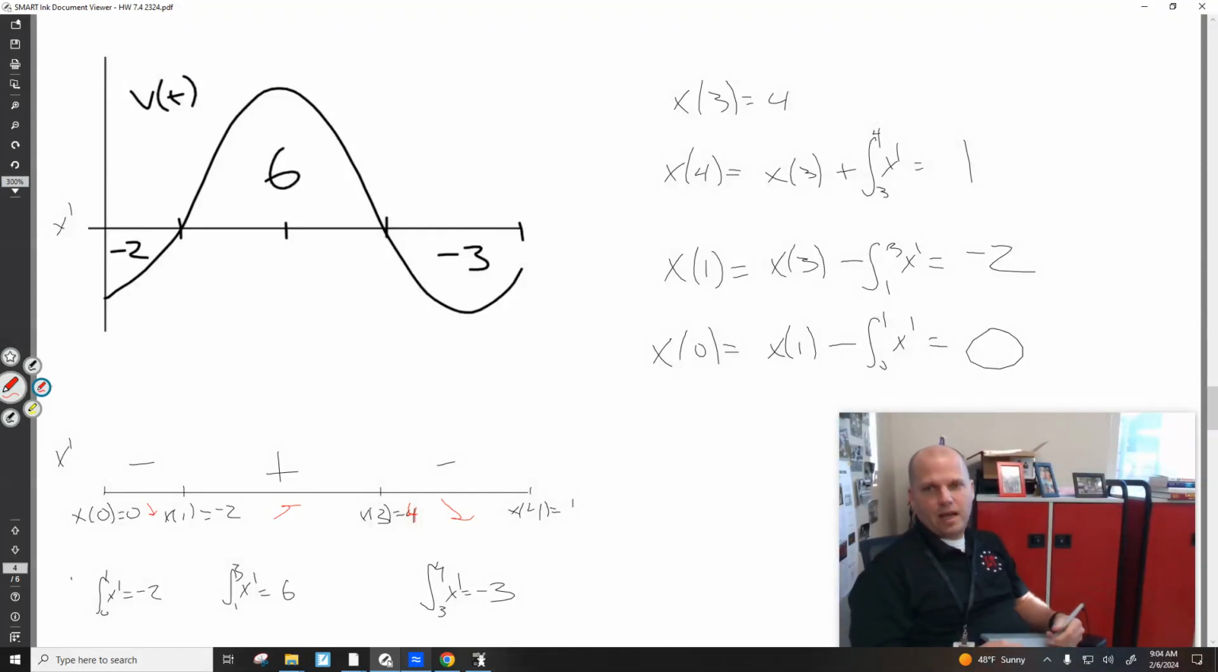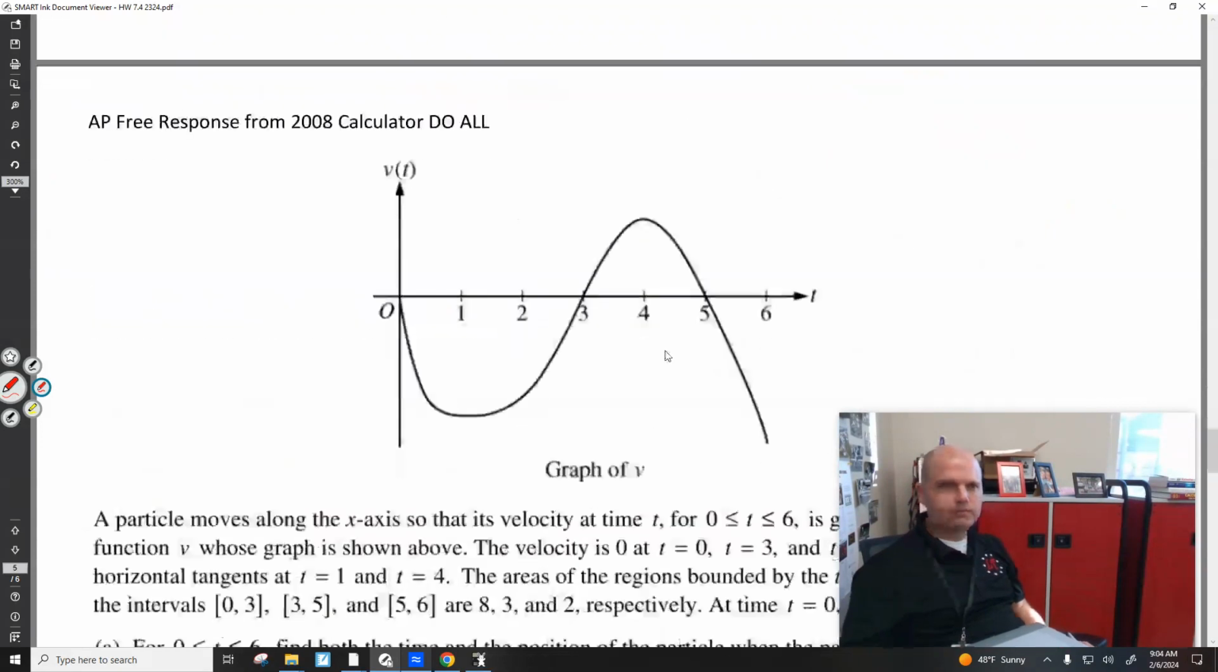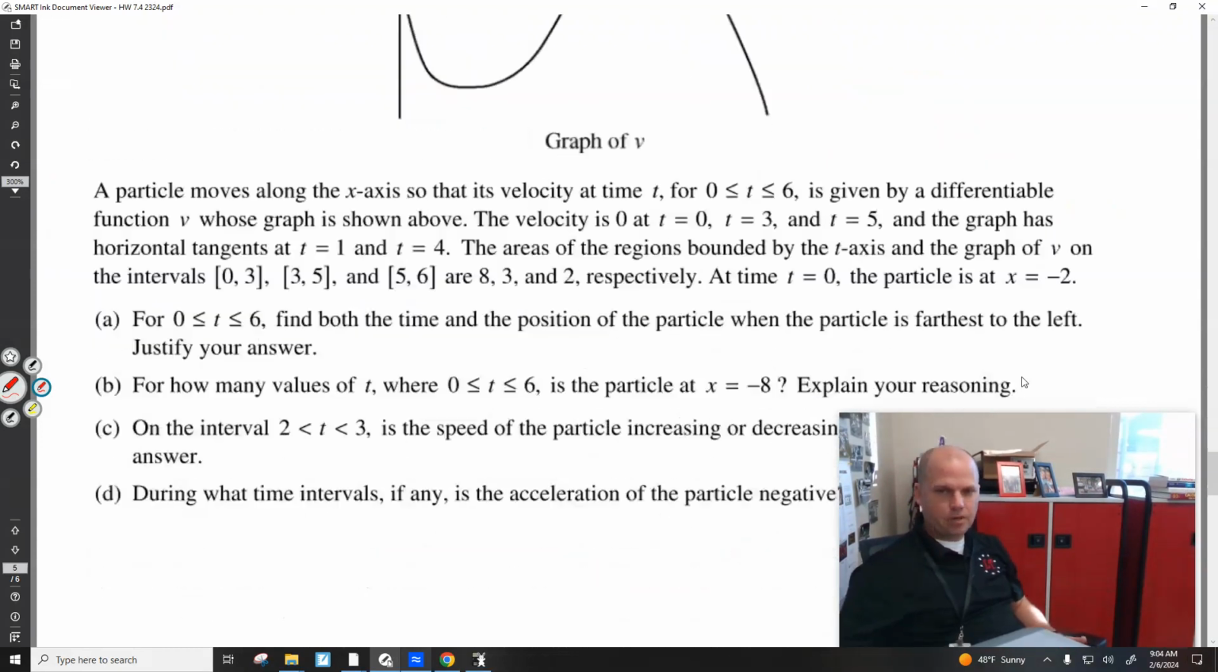I ask you now about absolute maxes and mins, and we can find it because of our understanding of accumulations of derivatives. I'm done. I'm not doing these. Not doing them.